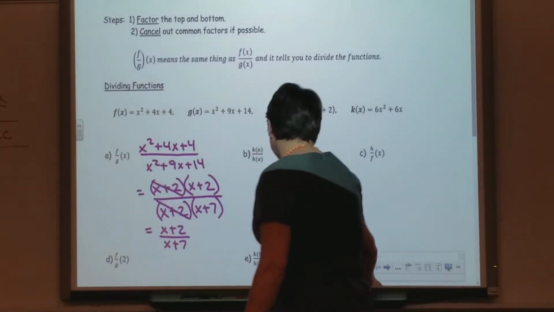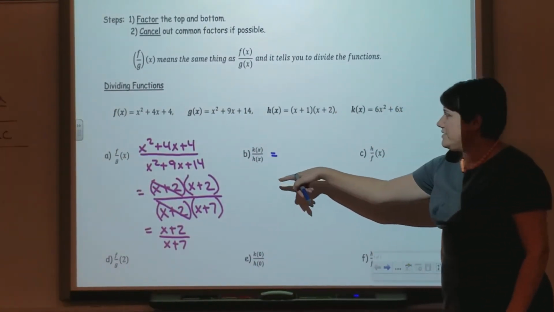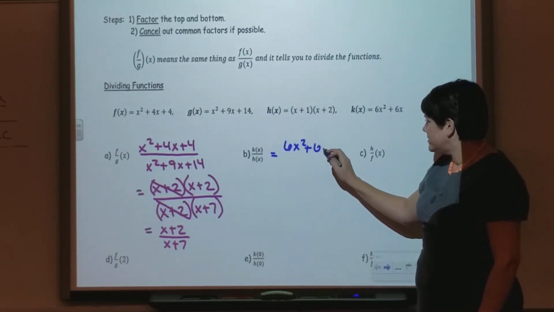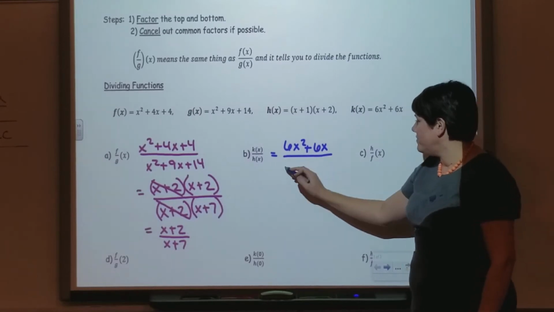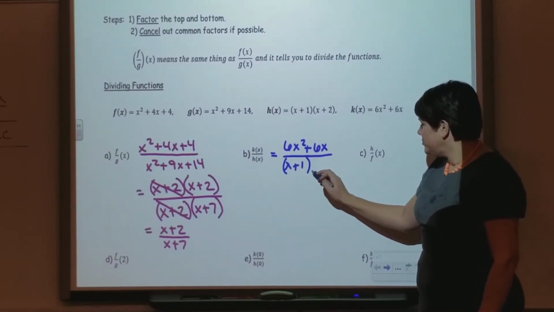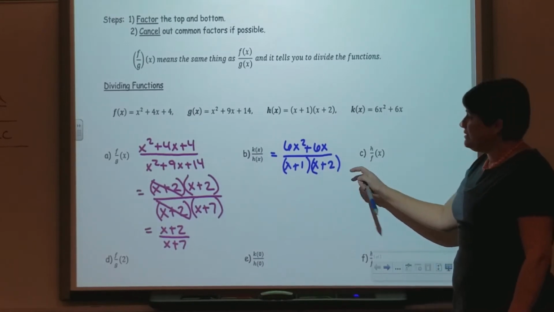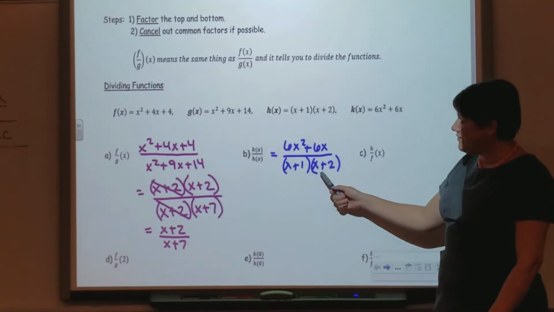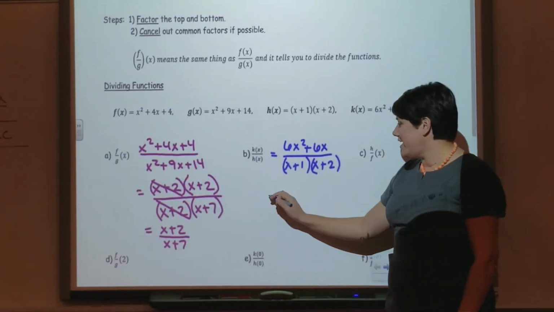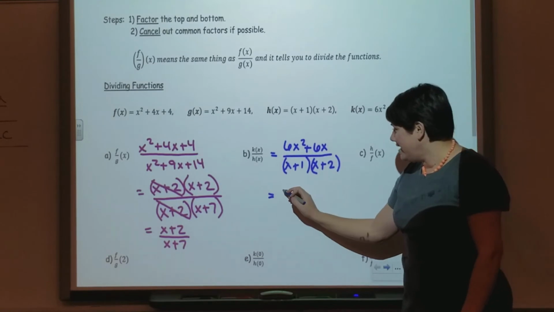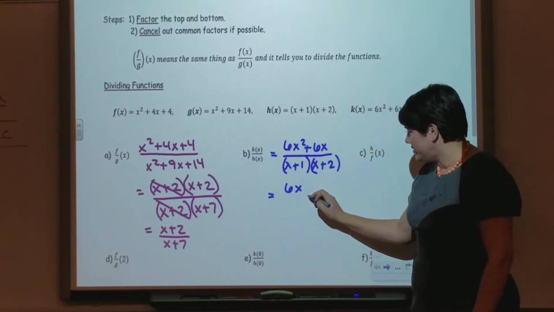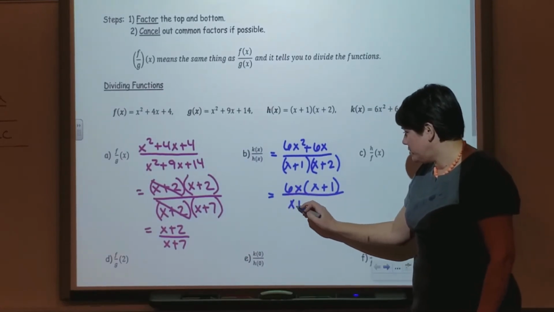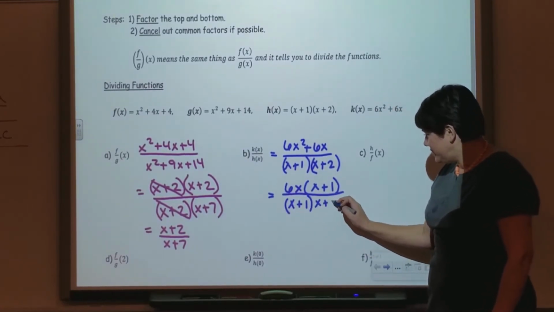For letter B, we have k of x divided by h of x. So we have 6x squared plus 6x at the top. At the bottom, you're going to have x plus 1, x plus 2. This one's actually easier than letter A because they've already factored it for you. Yay. So we just have to factor the top. Common factor is 6x. When you take it out, you get 6x parentheses, x plus 1. At the bottom, you still have x plus 1, x plus 2.